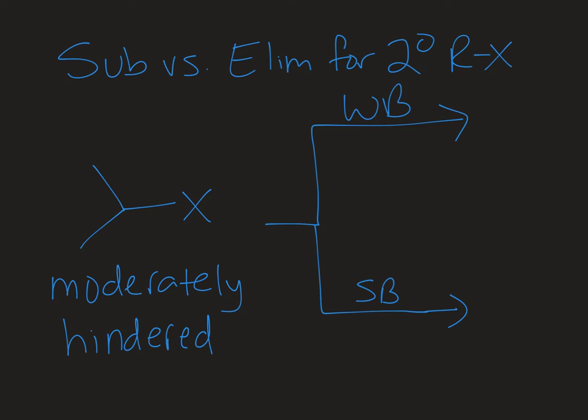In this video, we're going to look at the competition between substitution and elimination reactions for a secondary alkyl halide. So a secondary system is what we would consider moderately hindered. It has two R groups, two alkyl groups coming off of the carbon with the leaving group on it.